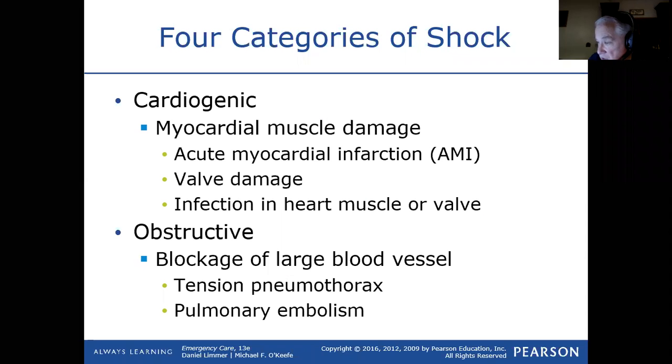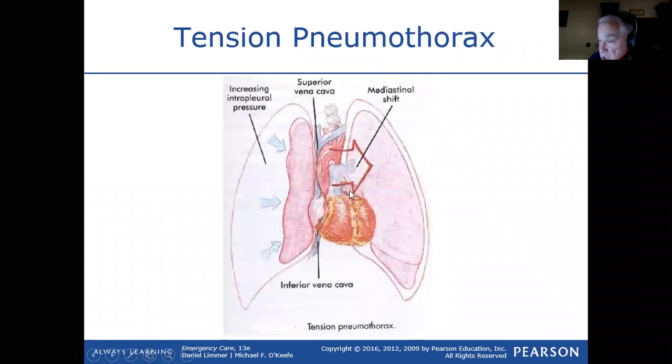One of the things is called a tension pneumothorax. So tension is pressure, right? Pneumo means air in this situation, and thorax means the chest. So where should air be? Air should be in your lungs, not in your chest cavity. Your chest cavity is the cavity that contains your heart, your lungs, your blood vessels. So the air should really be in your lungs.